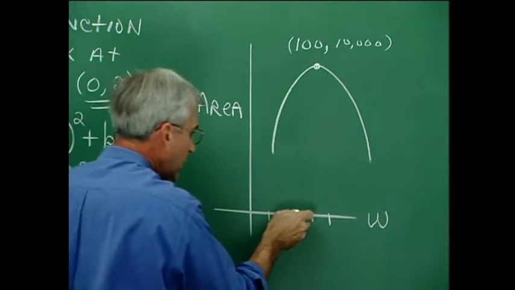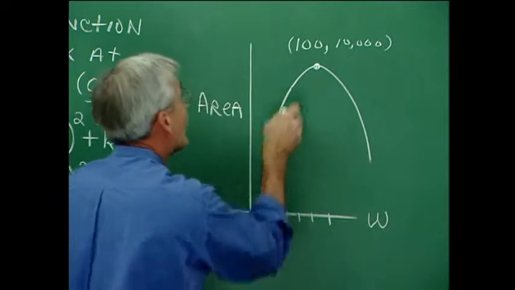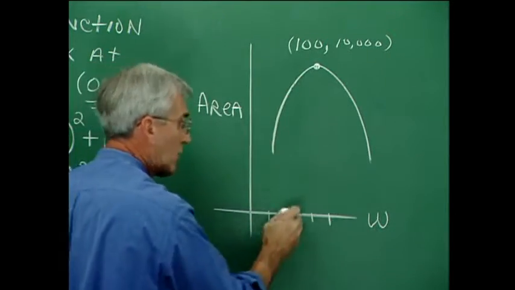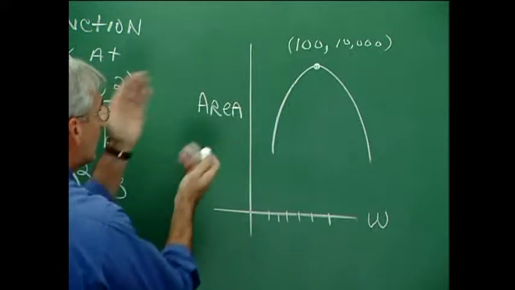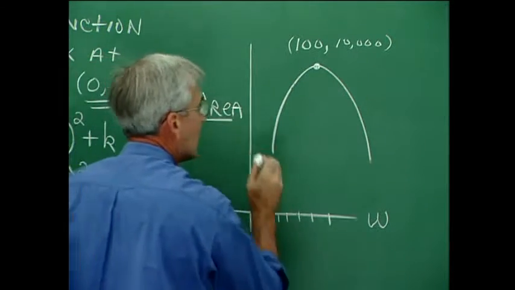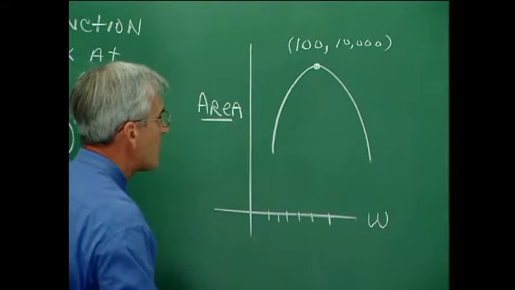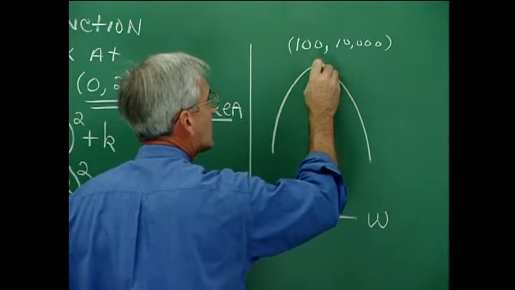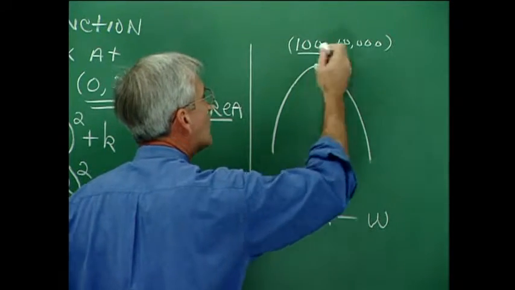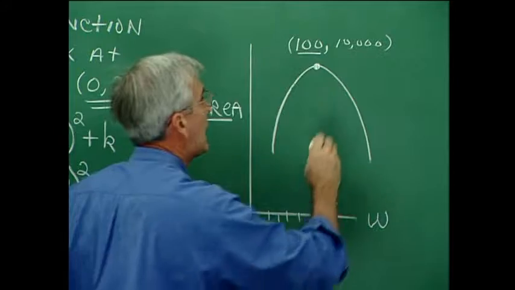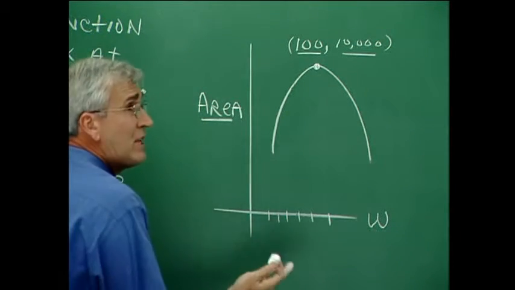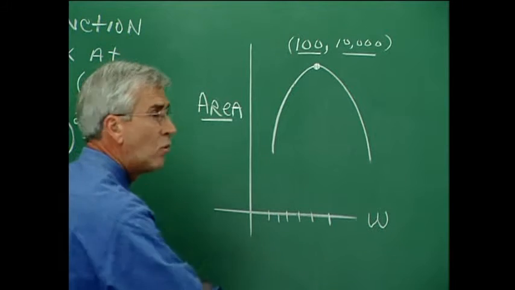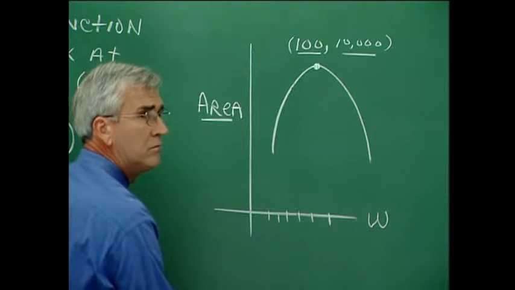You see, so for a width here, we have an area. For a width here, we have an area. For a width here, we have an area. So horizontal distances are widths, vertical distances are areas. Okay, that's really important to understand here because this is the point where a width of 100 gives a maximum area of 10,000.